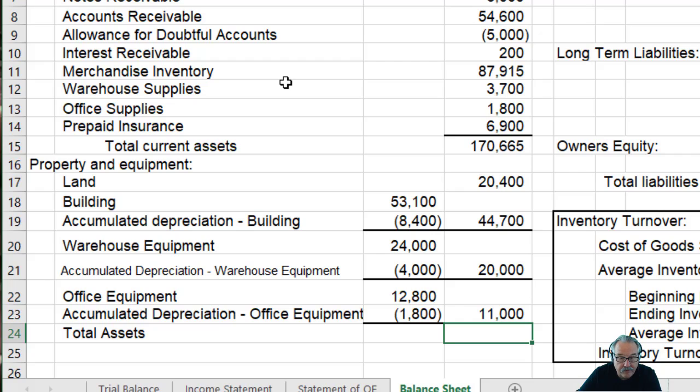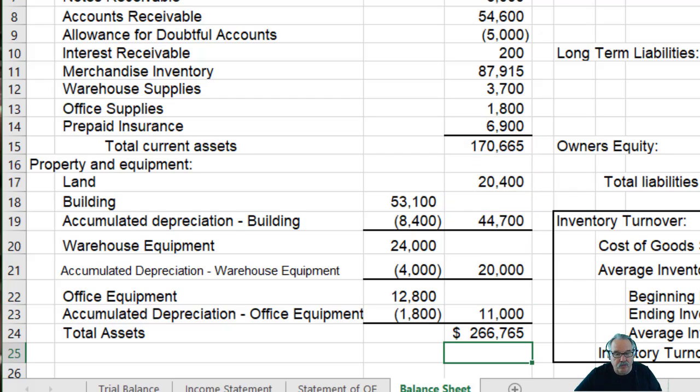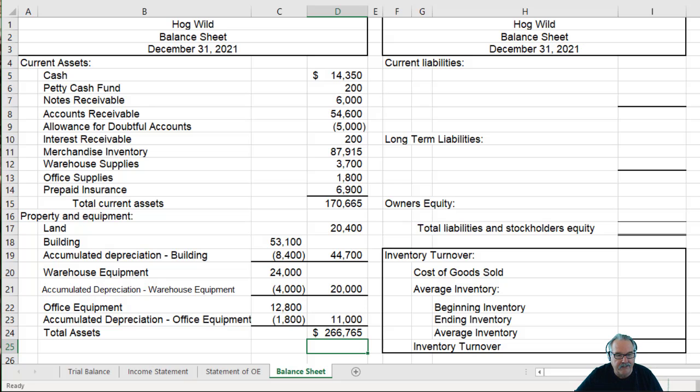is $11,000. So when we add total current assets with the land and the building and the warehouse equipment and the office equipment, we get a total of $765. That is our total assets.